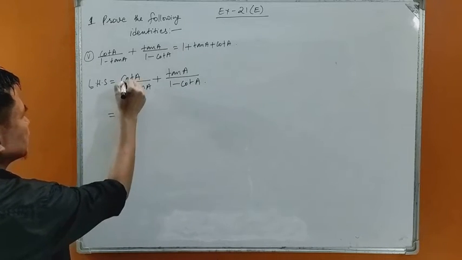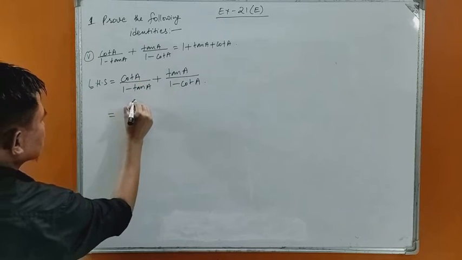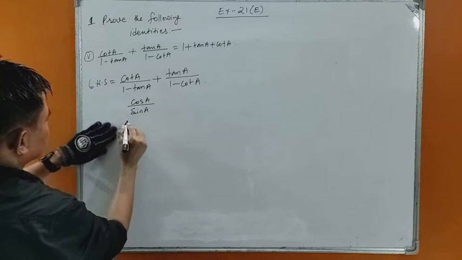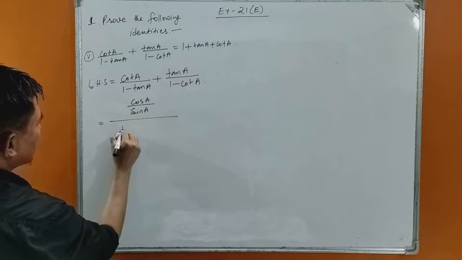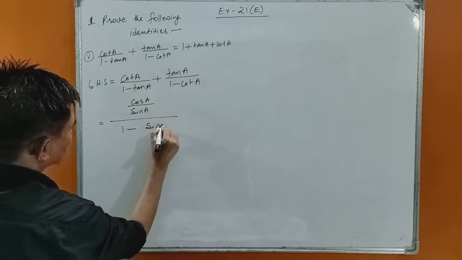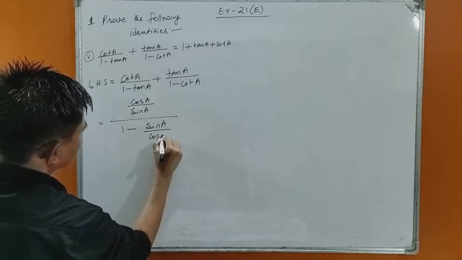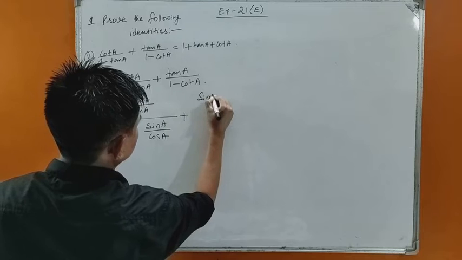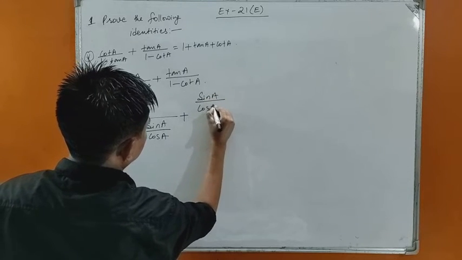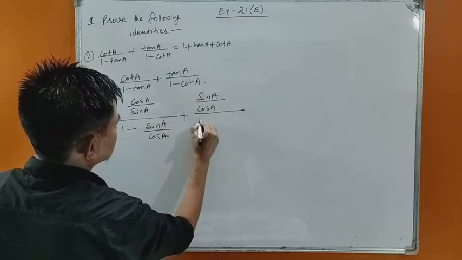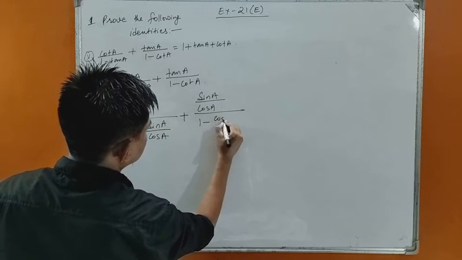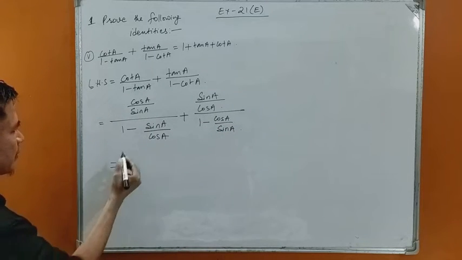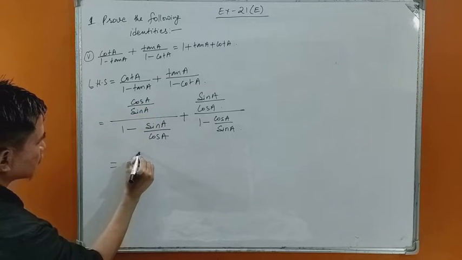So let's convert this into cos and sine form. Cot A means cos A by sine A, isn't it? So whole upon 1 minus tan A, which means sine A by cos A. So this plus comes here. This tan A means sine A by cos A, whole upon 1 minus cot A, which means cos A by sine A. So this numerator we copy as it is, cos A by sine A.